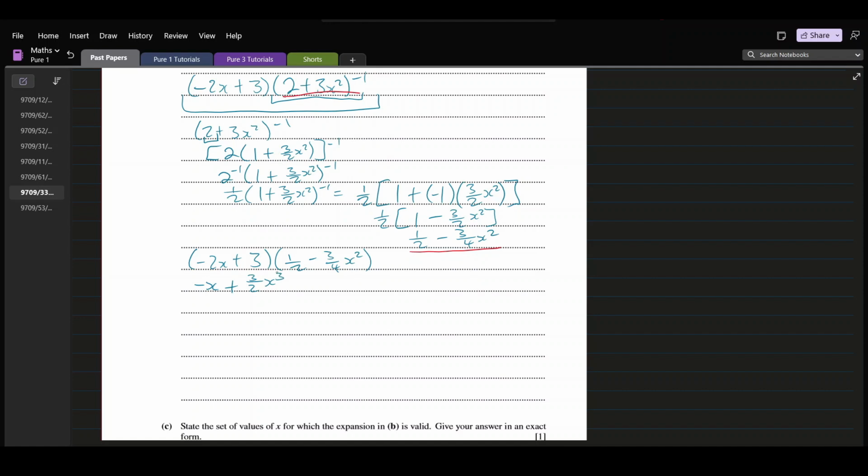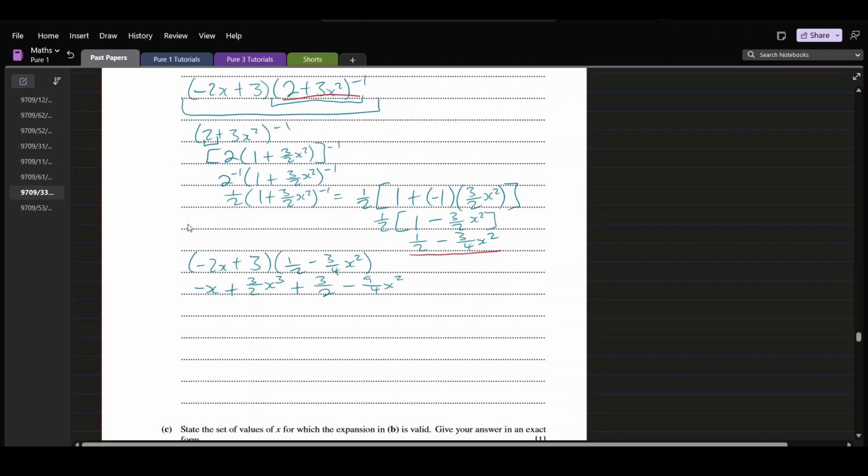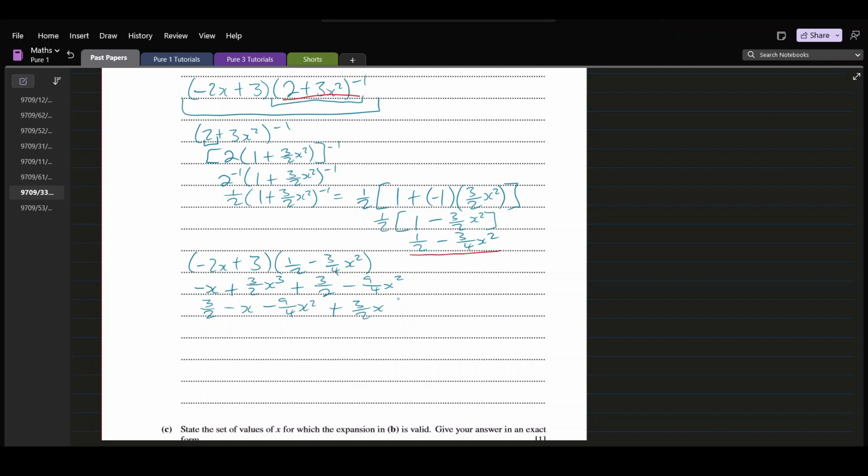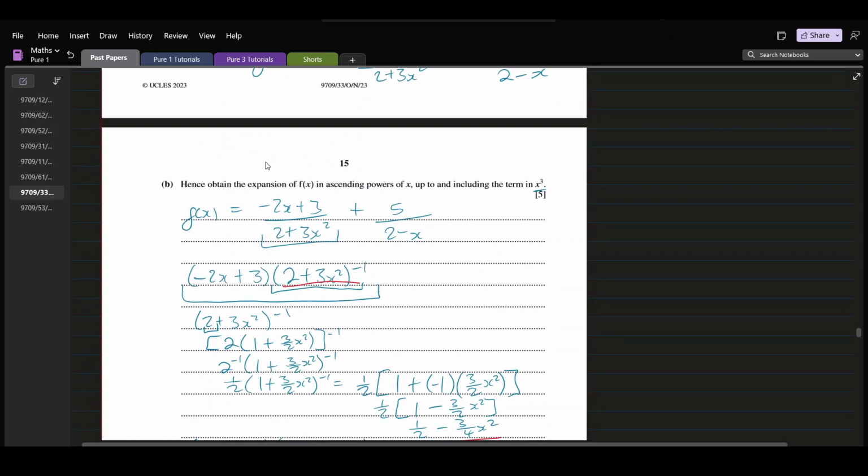And then we go on to 3 times half, which gives us 3 over 2. And then finally we have 3 times negative 3 over 4x squared, which is negative 9 over 4x squared. And if we just write this in order of ascending powers of x, that's 3 over 2 minus x minus 9 over 4x squared plus 3 over 2x cubed. So this would be the expansion of our first term of f of x, which is this term over here.